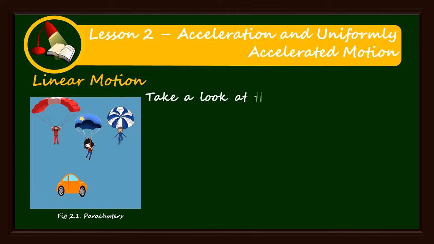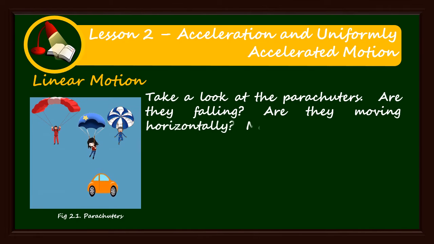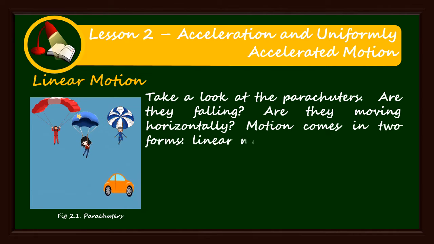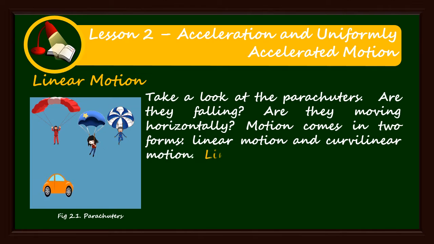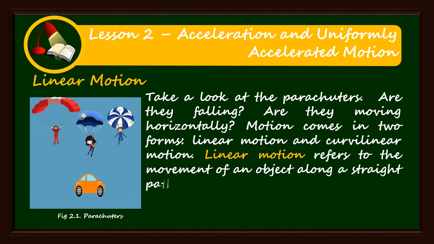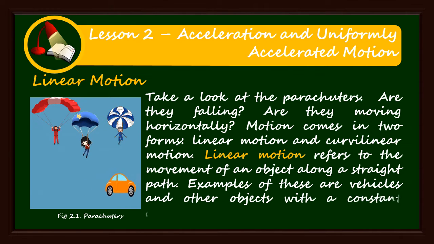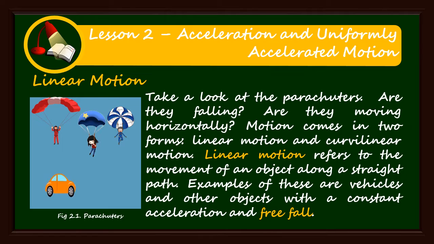Take a look at the parachuters. Are they falling? Are they moving horizontally? Motion comes in two forms, linear motion and curvilinear motion. Linear motion refers to the movement of an object along a straight path. Examples of these are vehicles and other objects with a constant acceleration, and free fall.